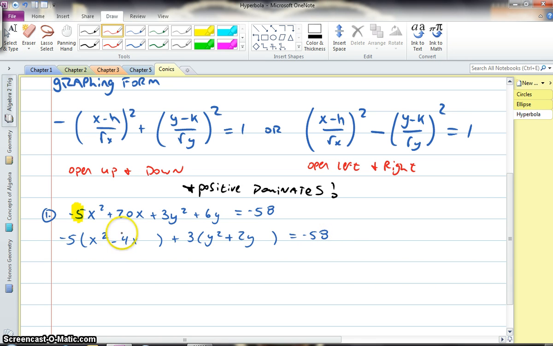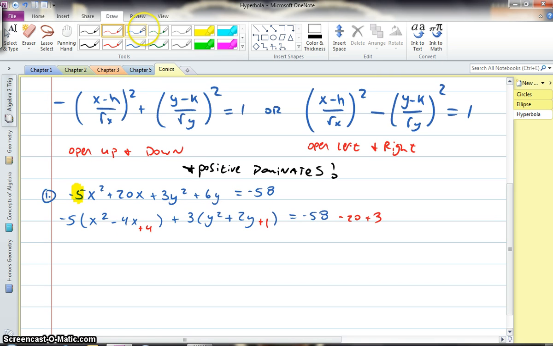Half of negative 4 is 2, squared, so I'm going to add 4. Half of 2 is 1, squared, so I'm going to add 1. Over here, 4 times negative 5 is negative 20, so that's where that's coming from. And here, 1 times 3 is 3. We should be getting pretty good at that; completing the square should be second nature by now. So factor: x minus 2 squared plus 3 times y plus 1 squared equals negative 58 minus 20 is negative 78, plus 3 is negative 75.